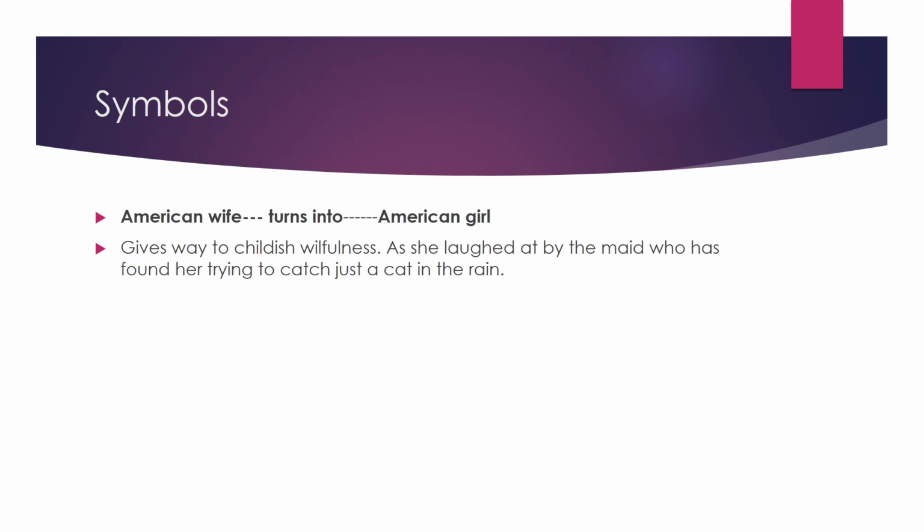We have the American wife turning into an American girl, giving way to childish wishfulness, as she is left by the maid who has found her trying to catch just a cat in the rain. So again, as mentioned previously, this is the type of woman we have in that time in the United States. They tend to be girlish. They tend to be childish.